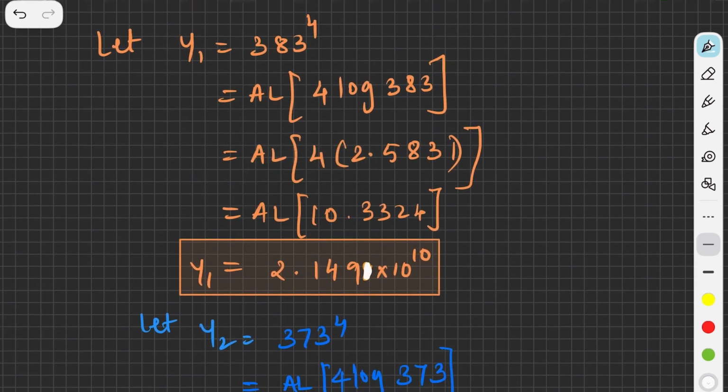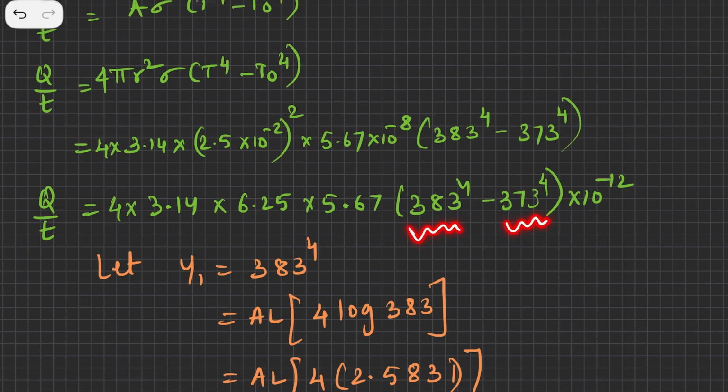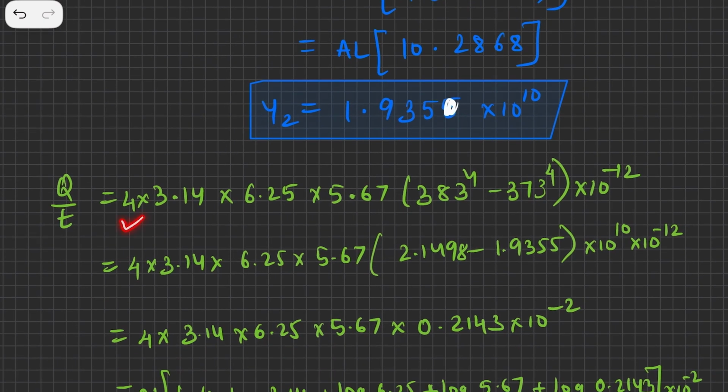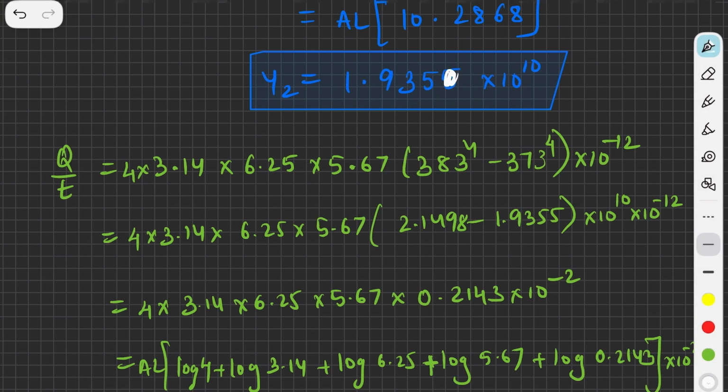Now since I know the values of y1 and y2, I have found these values, 383 and 373 raised to 4. I am putting those values in my original equation. So 4 as it is, 3.14 as it is, 6.25 as it is, 5.67 as it is. This is the same equation I have just copied, but in place of 383 raised to 4 I am going to put 2.1498. Of course, 8 should not be there, so I'll remove that 8. And in place of 373 raised to 4, I get 1.9355, so I'll remove that as well.